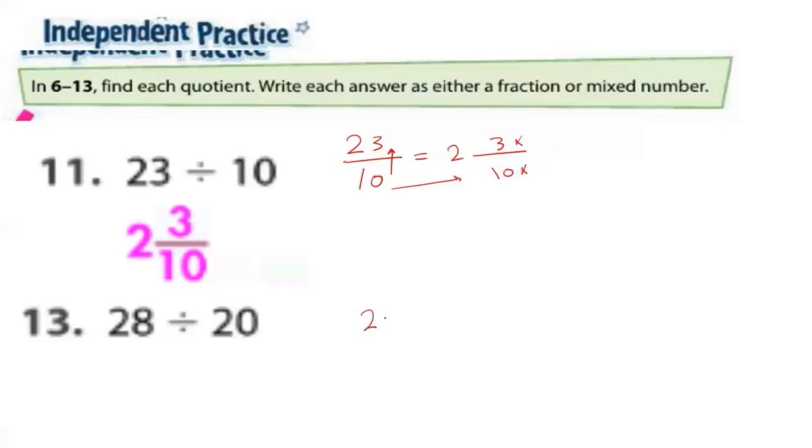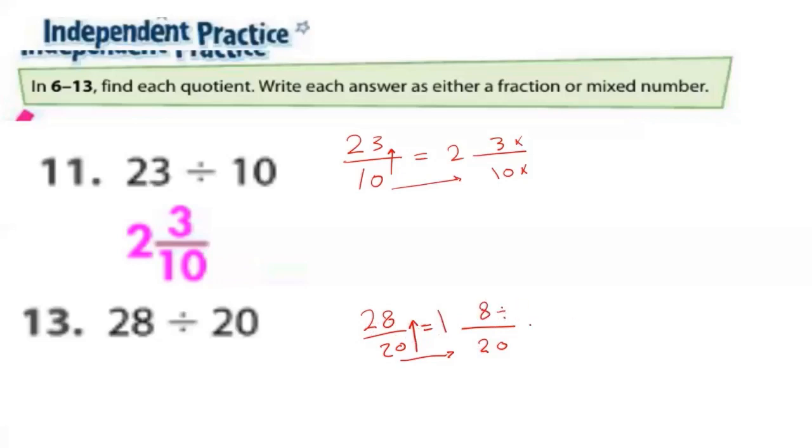It's easy, 28 over 20. Okay, this is an improper fraction. Need to transform it into a mixed number. Keep 20 as it is and ask yourself how many 20 are there in 28. Just 1. 1 by 20 equals 20. 28 minus 20, remainder 8.